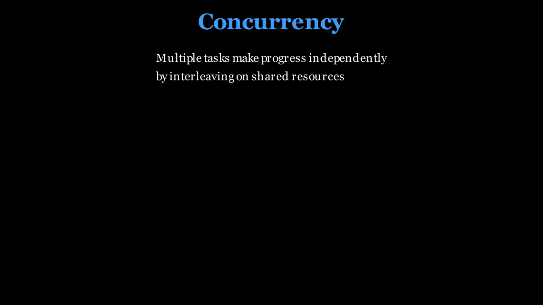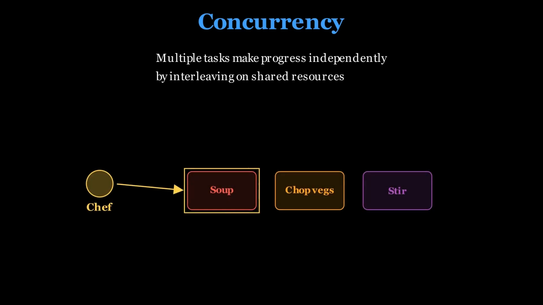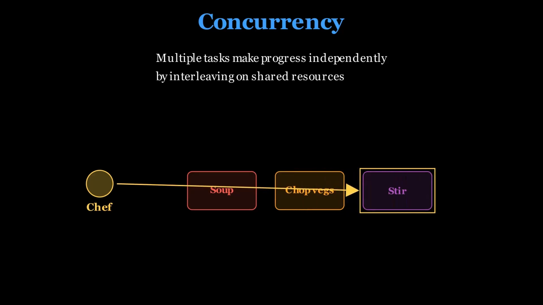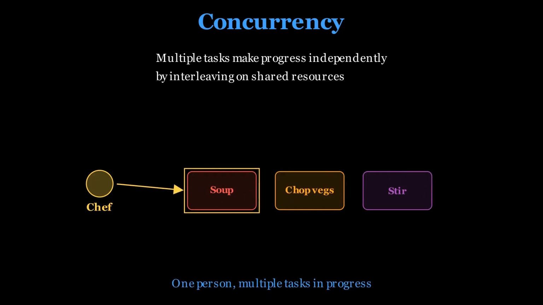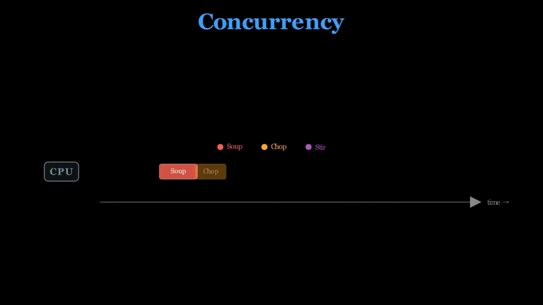Concurrency means multiple tasks make progress independently. They may not run at the exact same instant. They share computation time on one or more CPUs by interleaving. Think of a chef who starts the soup, then chops vegetables while the soup simmers, then comes back to stir. One person, multiple tasks in progress.